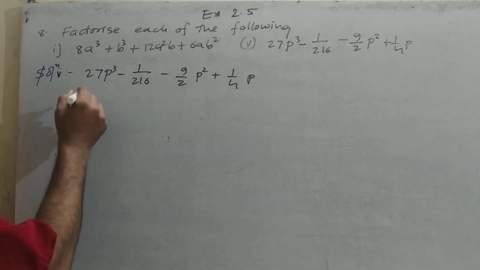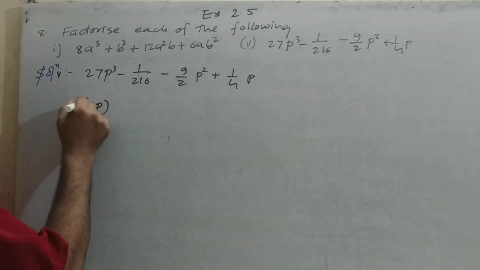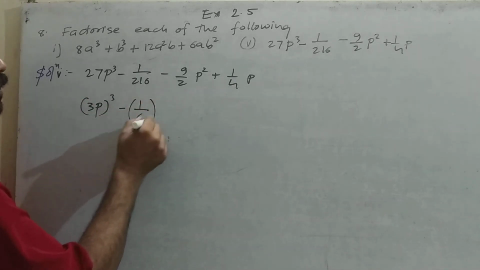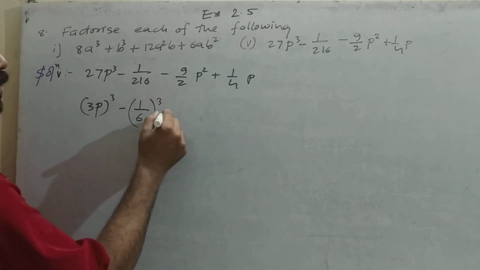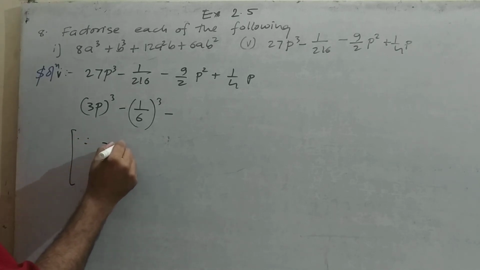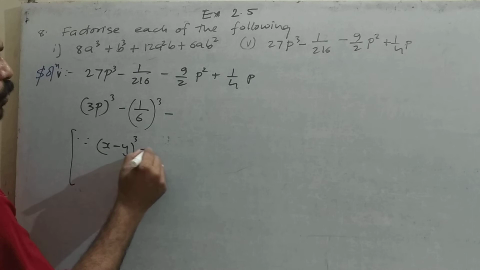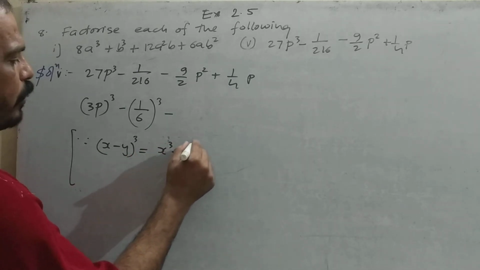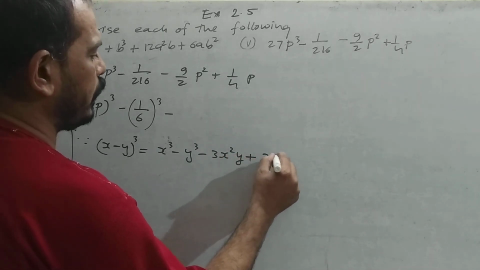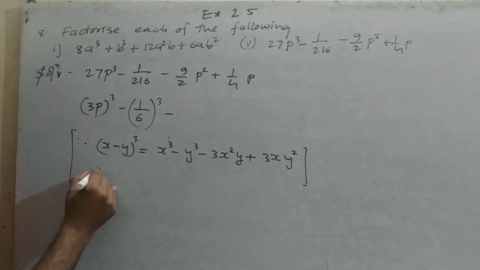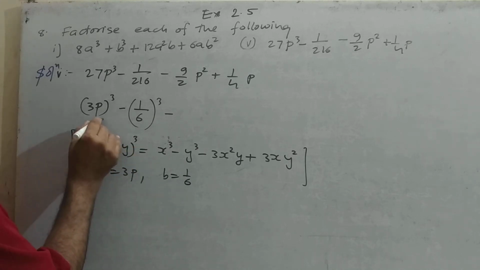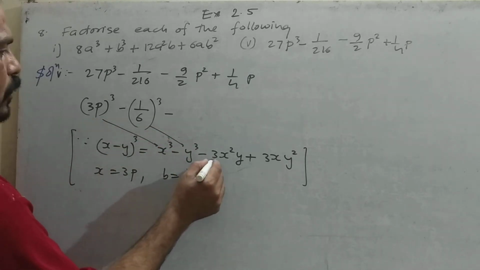So what will it be? 27p cube means 3p whole cube, that means x we have got, minus 1 by 6 whole cube. 1 cube is 1, 6 cube is equal to this. First I am writing down the identity: x minus y whole cube is equal to x cube minus y cube minus 3x square y plus 3xy square. Here x is equal to 3p, y is equal to 1 by 6. Now this is matching, this is matching, minus 3.